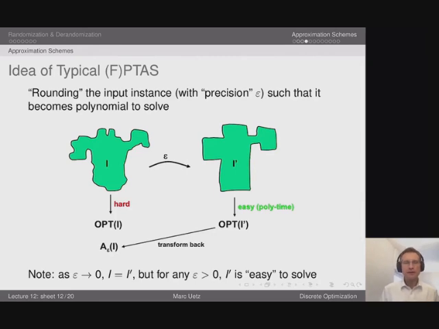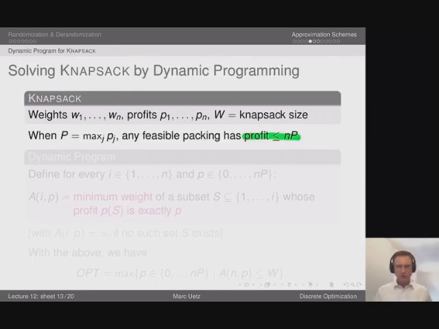And I'm going to explain this rounding idea on one example, and that is going to be for the knapsack problem. As a matter of fact, we already had an algorithm to solve the knapsack problem optimally, but for this purpose here, I would like to introduce yet another algorithm to solve the knapsack problem optimally. So just as a reminder, what was the knapsack problem?